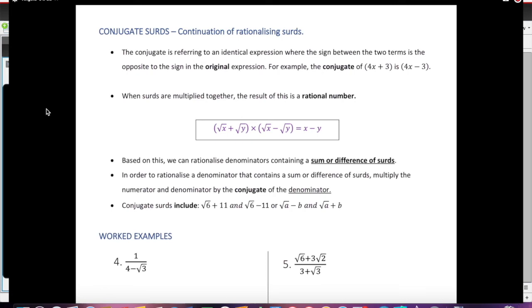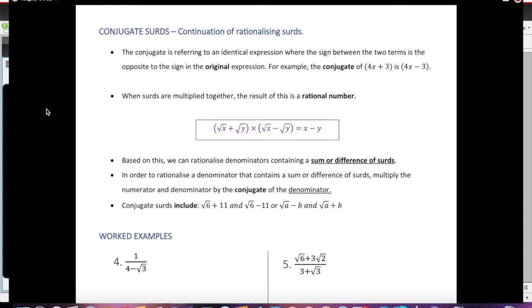So in this video, I'm going to continue looking at rationalizing surds, and this time in particular, we're going to be focusing on conjugate surds. So the conjugate refers to an identical expression where the sign between the two terms is the opposite to the sign of the original expression.